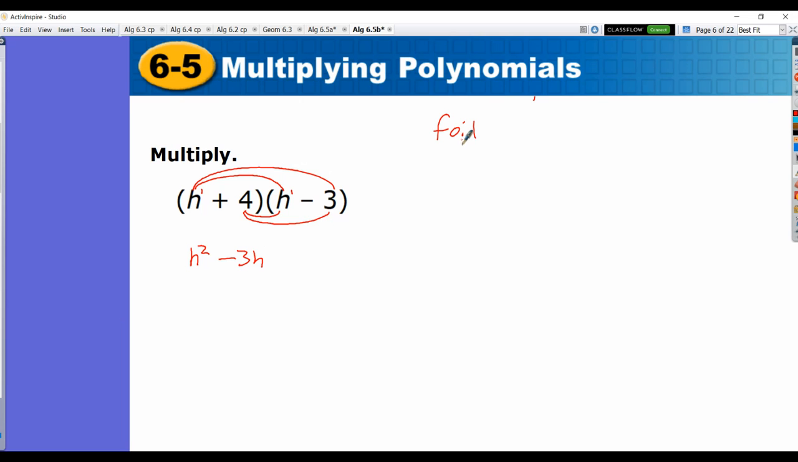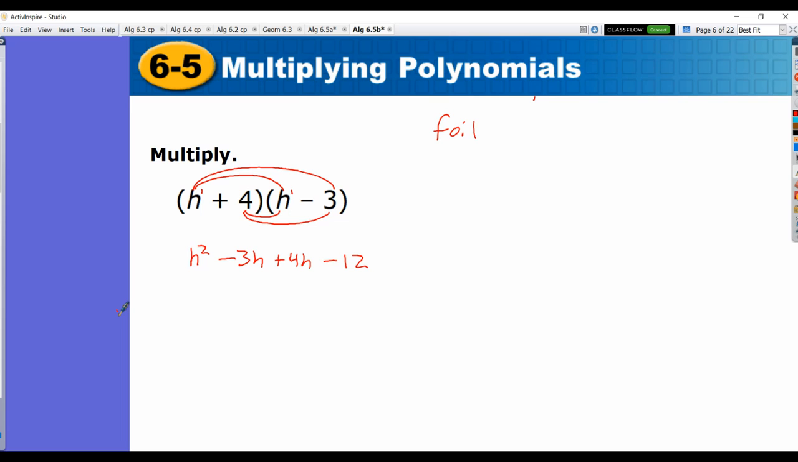All right, we're on to the I, the inside. So we got positive 4 times h, which is going to get me plus 4h. All right, then we have the L, the last. So we're going to have positive 4 times negative 3. 4 and 3 is going to get me 12, but it's going to be a negative 12 because we got positive 4 times negative 3 to give negative 12 like that.